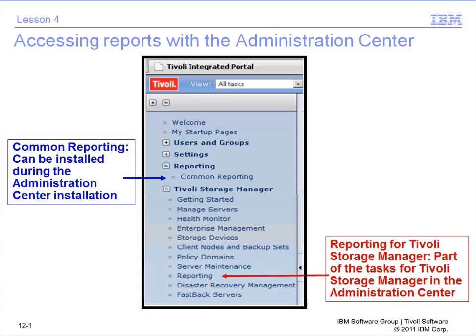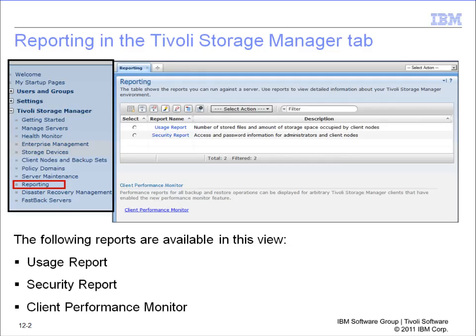Lesson 4, Reporting. Let's look at some of the reporting available with the Administration Center. We have Tivoli Common Reporting if it's been installed, and we also have the Reporting tab under the Tivoli Storage Manager task list. The Reporting tab in the Tivoli Storage Manager task includes usage reports such as the amount of physical space that a client node data occupies, the amount of logical space a client node data occupies, and the total number of files that a client node stores.